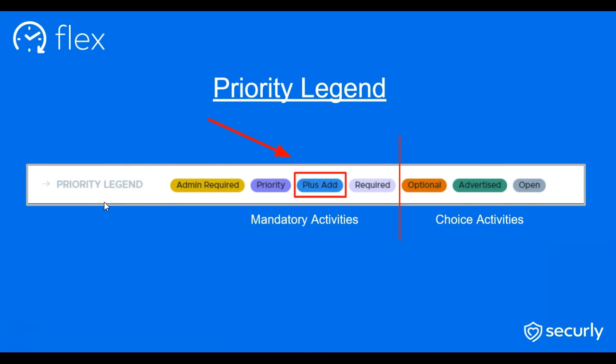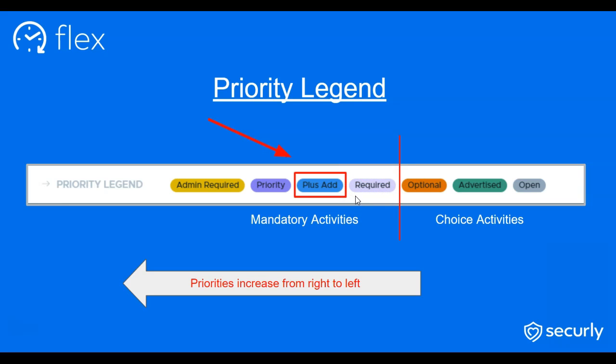The +add priority level is shown here on our priority legend. It is above the 3 choice levels: open, advertised, and optional. It's also above the mandatory required level. So when +adding a student or students, you may be pulling them out of a choice activity or a required level activity. +adding will not pull a student out of a priority or admin required level activity.